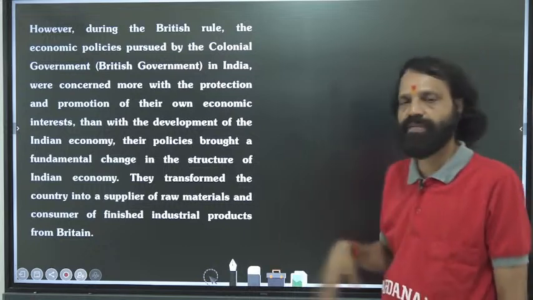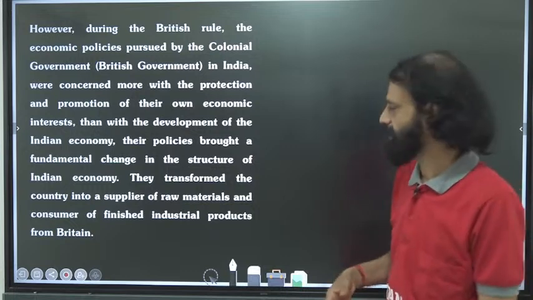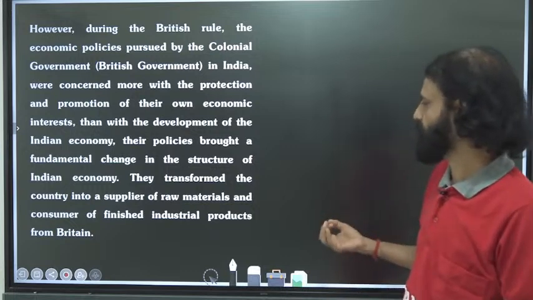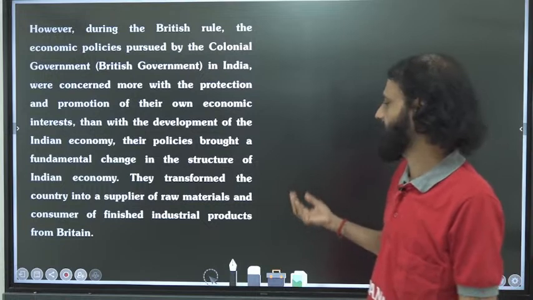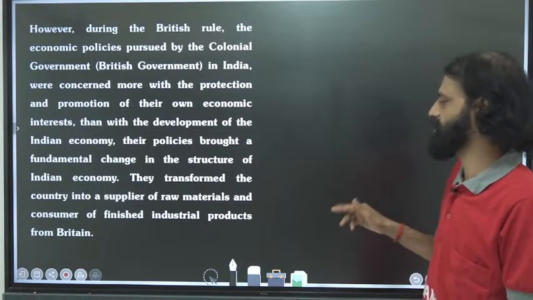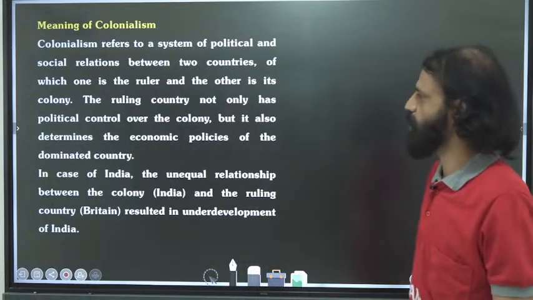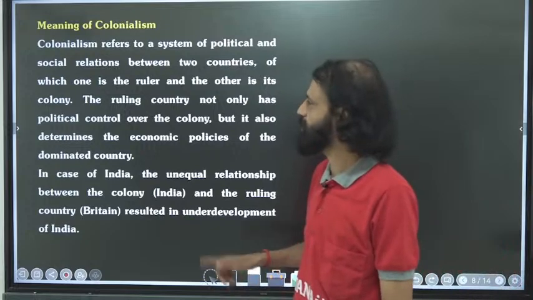India was just, they wanted to take raw materials from this country and make the finished goods there, and bring all those finished goods to our country and supply them in India and make more money for the development of Britain. That was their ultimate aim.